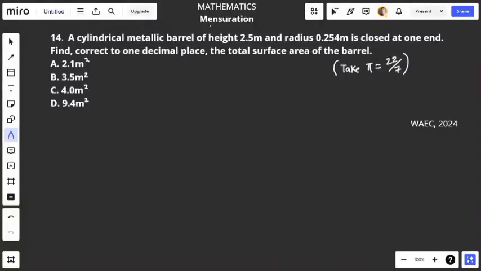Question number 14 under the topic mensuration. It says a cylindrical metallic barrel of height 2.5 meter and radius 0.254 meter is closed at one end. Find, correct to one decimal place, the total surface area of the barrel.